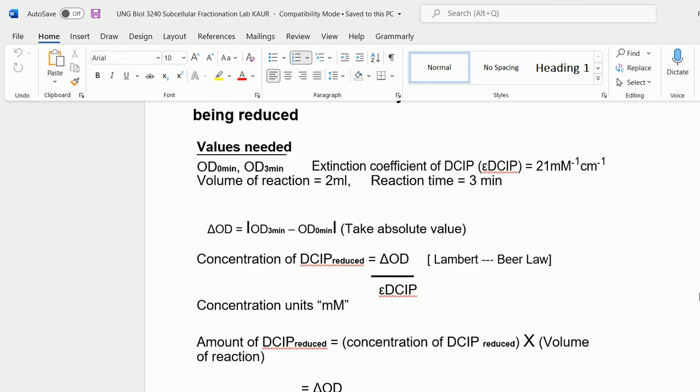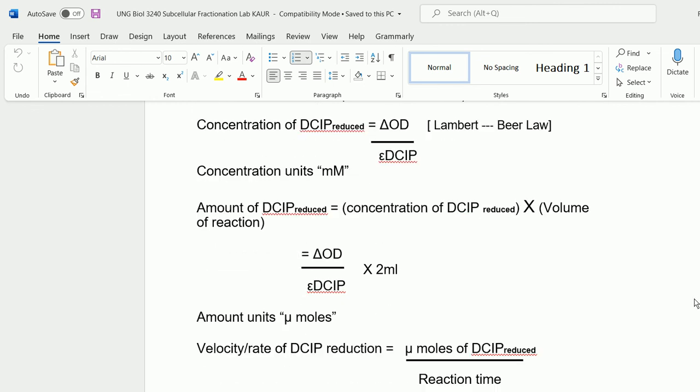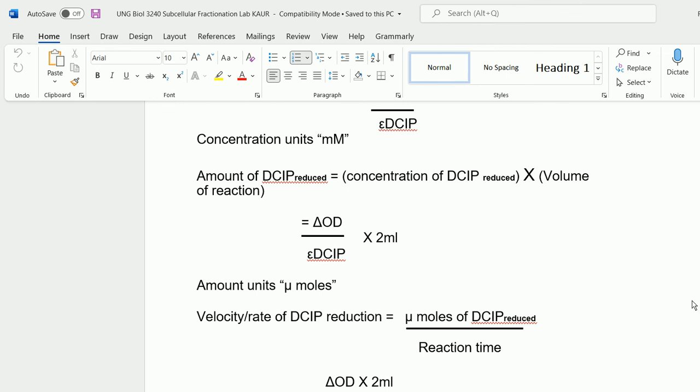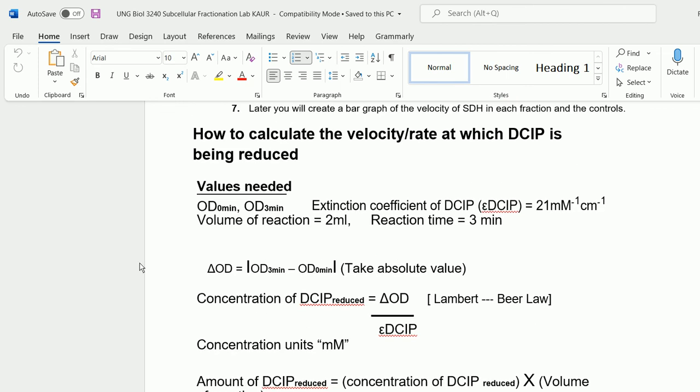So this is OD. You find out the rate of DCIP reduction, and how to do that. First of all, for every fraction, you need to know the difference of your ODs. So for every fraction, you take the OD at 3 minutes and subtract the OD at 0 minute from that. That gives you the change in OD. Now, the concentration of DCIP reduced can be calculated by taking the change in OD and dividing by the extinction coefficient for DCIP. The extinction coefficient for DCIP is 21 millimolar per centimeter.